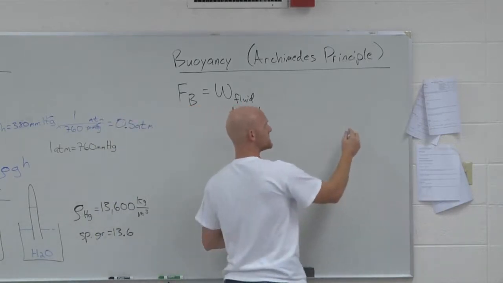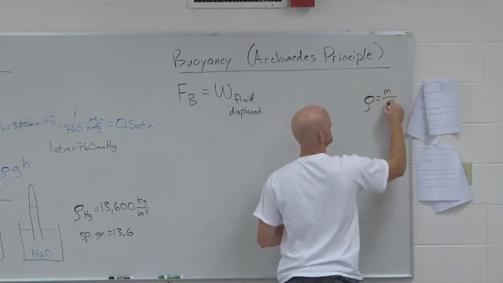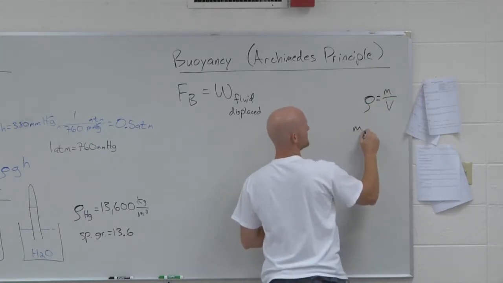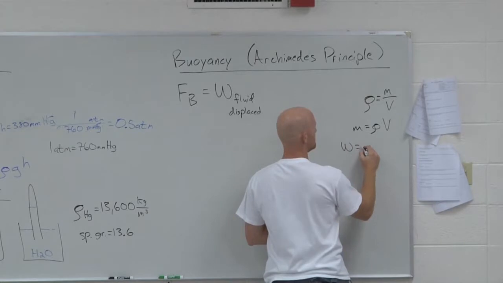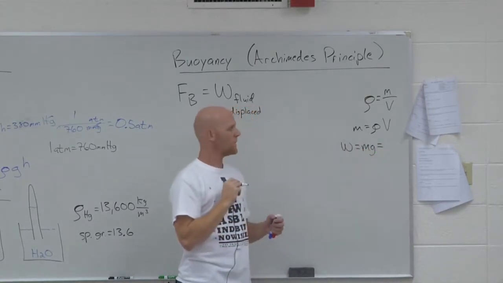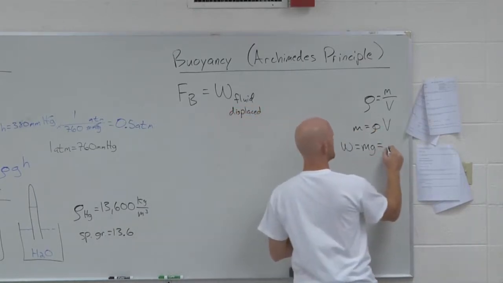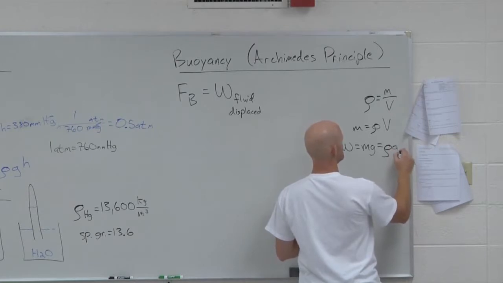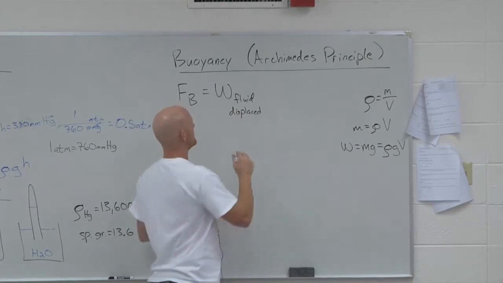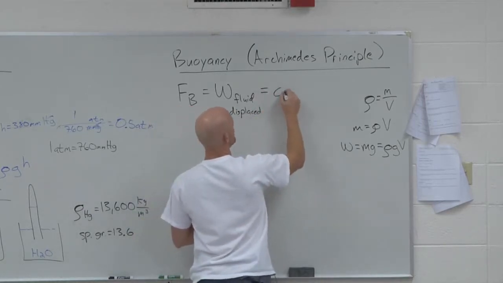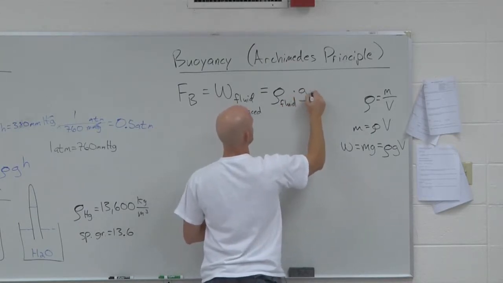Can anybody remind me of what density was a little bit ago? Cool. Rearrange this. What's mass equal to? Density times volume. And if weight is equal to mg, then what's another way to write weight? M times g. And so sometimes you'll see rho times g times V as another way of saying weight. Not mass, but weight. And so in this case, if this is equal to the weight of displaced fluid, that is the density of the fluid times gravity times the volume.